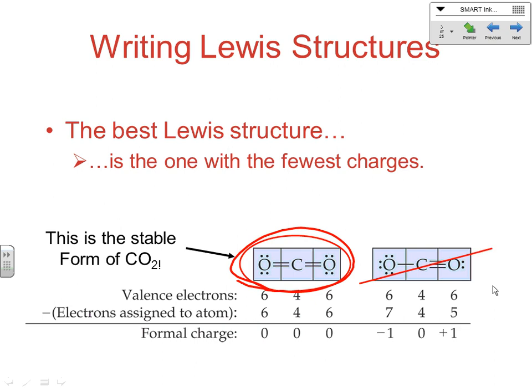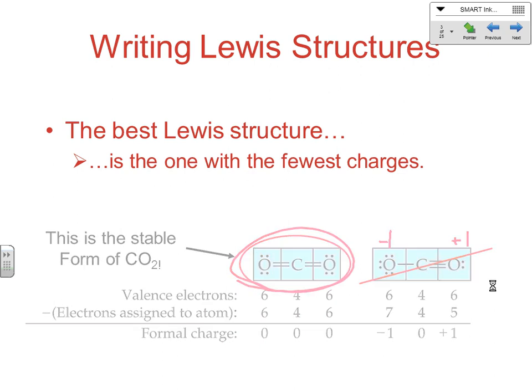So this one is going to be the stable form of carbon dioxide. The other one is just not a stable way to write it, because really what you're implying is, effectively, this oxygen is -1 in charge, and this oxygen is +1 in charge. Well, they're both oxygens. So a better way to draw this would be with the one with the fewest formal charge.